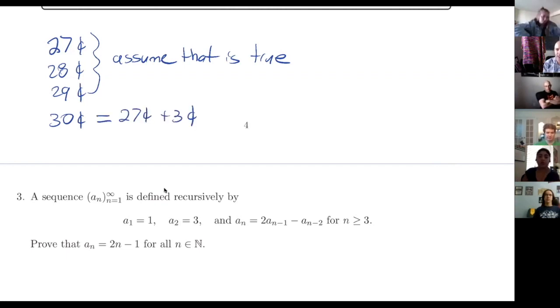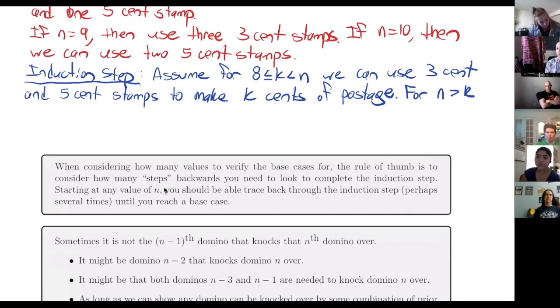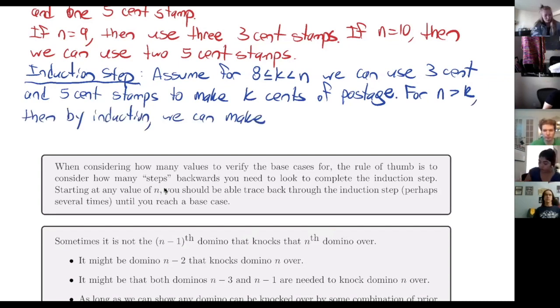Here, what we can see is that it's not the domino that is immediately before 30 that knocks it over, but it's like this domino that's going to help us knock over the 30. So it's not the immediate case, but the case like 3 steps prior that's going to allow us to knock over all of the dominoes. If we take some integer n bigger than k, then by induction, we know that we can make n minus 3 cents of postage.